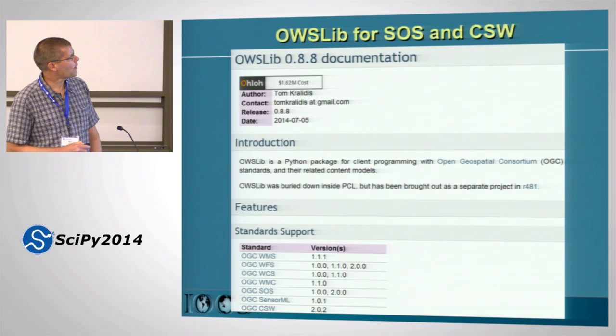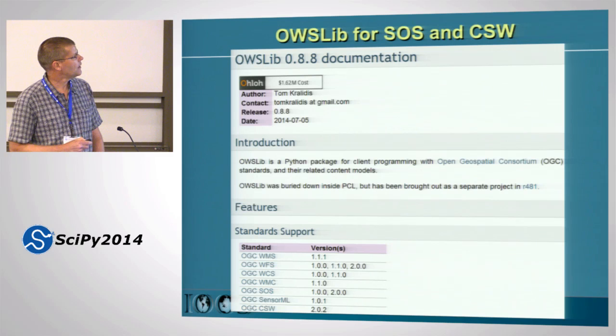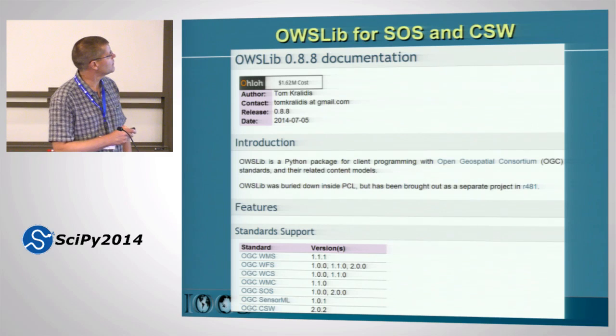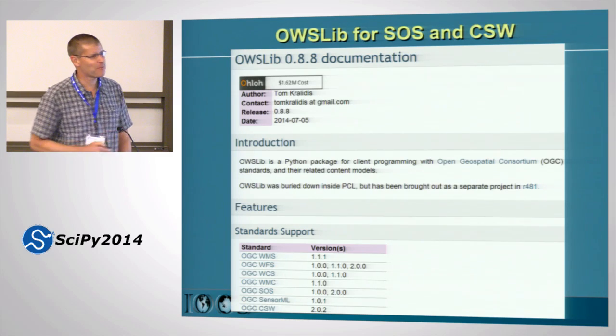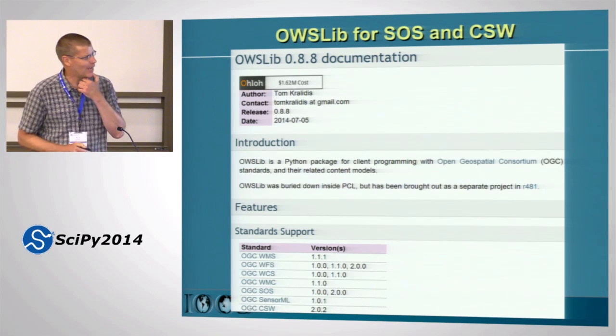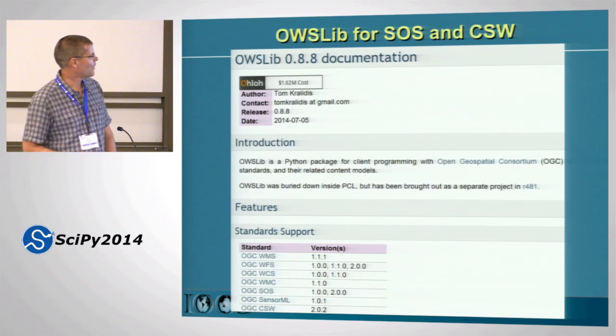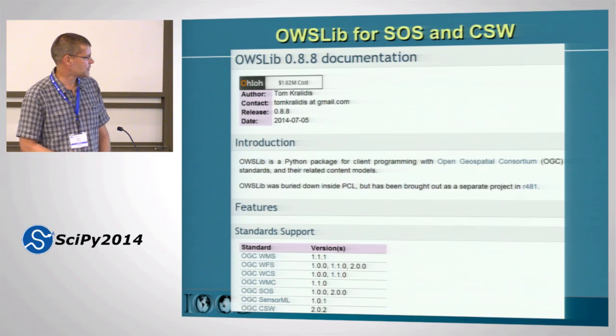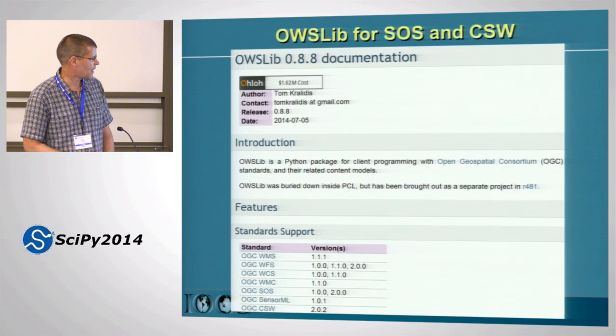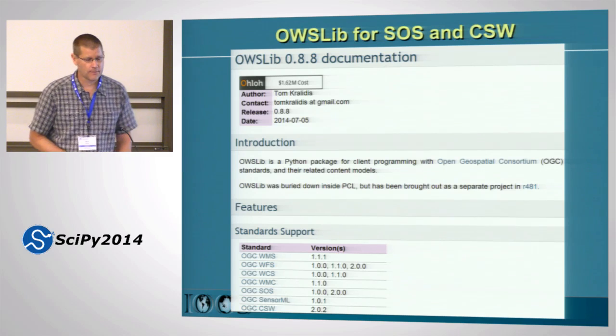For the SOS and CSW services, we use this really cool package, OWSLib. This is led by Tom Krilitis. There's something like 20 developers on this. I happened to snap this screen grab when it was up with $1.62 million in development so far. It supports a bunch of OGC services. This is just the top 7, and there's a longer list. But it supports SOS and CSW, so we're using it for those 2 things.